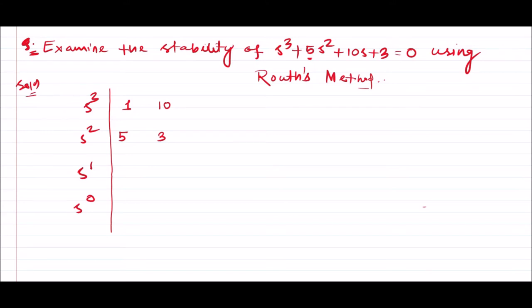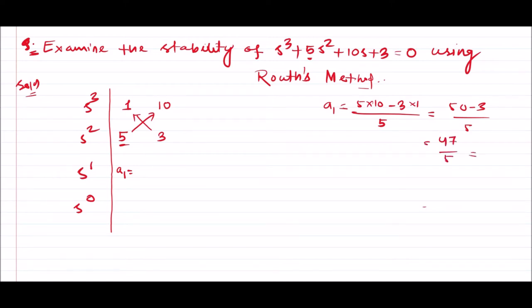Next we have to fill the s^1 and s^0 rows. For that we have to perform some calculations. Let this particular value be a1. The value of a1 is (5 × 10 − 3 × 1) / 5. This is (50 − 3) / 5, which is 47/5, and the value is 9.4. So the a1 value is 9.4.